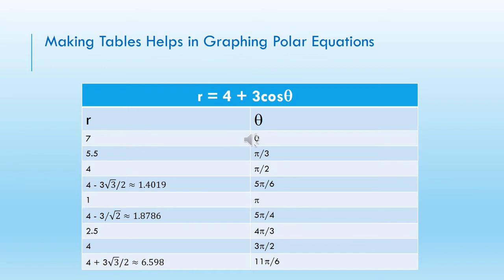If I plug in 5 pi over 6, cosine of 5 pi over 6 is negative square root of 3 over 2. So multiplying that by 3 and adding it to 4 gives you approximately 1.4019 as your radius. If I plug in pi, cosine of pi is negative 1. 4 plus 3 times negative 1 would be 4 minus 3, or positive 1. So the radius is 1 when the angle is pi, etc.